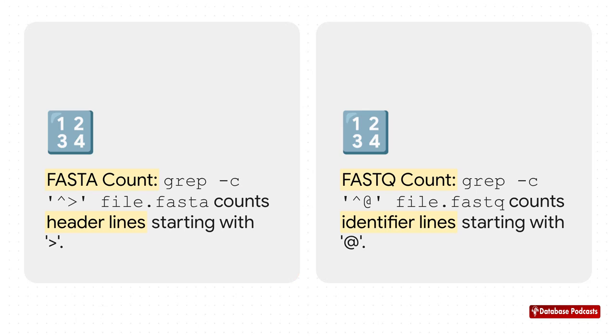And here's a beautifully simple and powerful way to do it. Instead of writing a complex script, you can use a standard command line tool like grep. To count FASTA records, you just count the lines that start with the greater than symbol. For FASTQ, you count the lines that start with @. This simple one-liner completely bypasses all the weirdness about line wrapping and gives you a reliable count in seconds. It's a perfect example of using the right tool for the job.